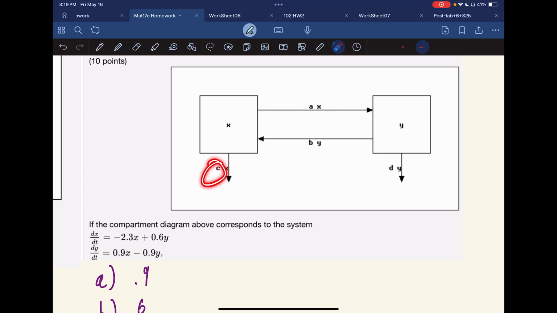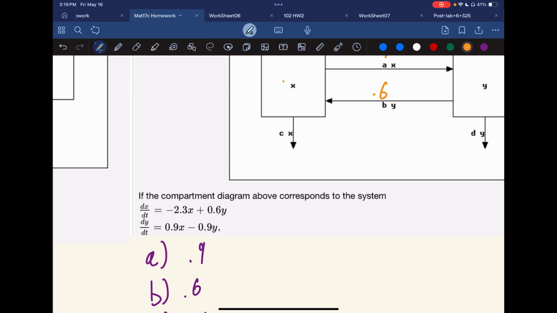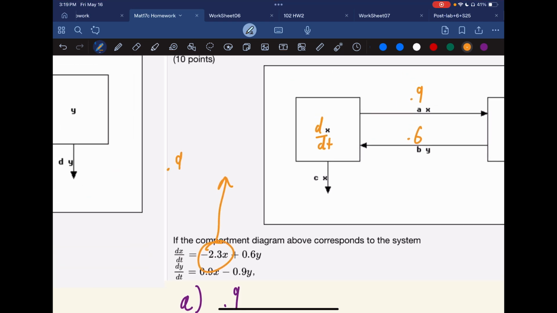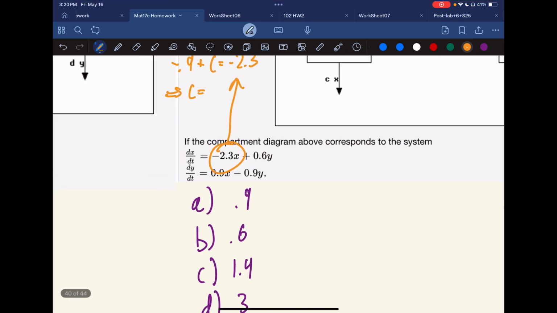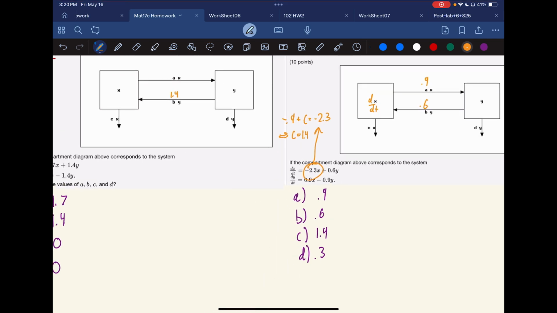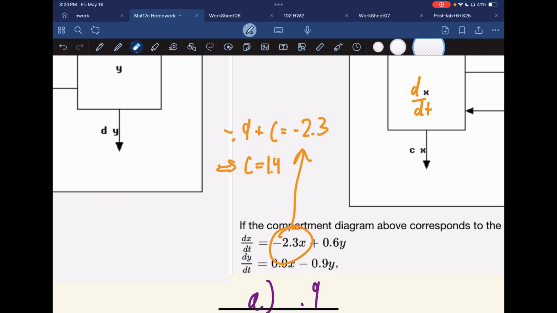Next, we need to characterize c and d. If we know this guy is 0.9, we know this guy is 0.6, that means that for dx of dt, this guy has to be the sum of 0.9 plus some value c. Therefore, c is equal to 1.4. Well, technically, this should be a minus sign.